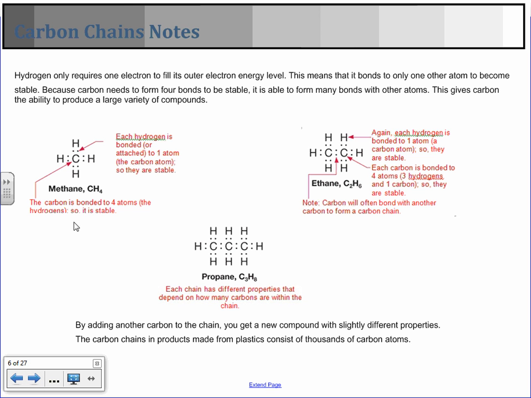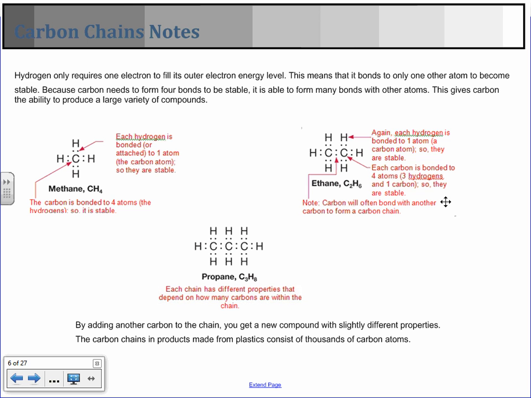For example, here we have methane, which is CH4. The carbon is bonded to 4 hydrogen atoms, so it's stable, and each hydrogen is bonded to 1 atom, the carbon atom, so they're all stable. If we look at ethane here, C2H6, again, each hydrogen is bonded to 1 atom, the carbon atom, so they're all stable. And each carbon atom is bonded to 4 atoms, 3 hydrogens and 1 carbon, so they're all stable.